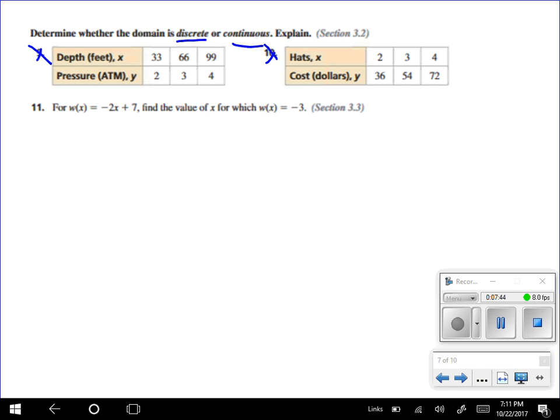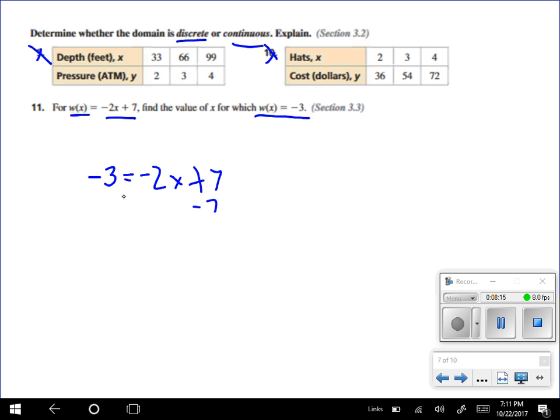But you need to be able to plug in and solve for functions as well. So on number 11, w of x equals negative 2x plus 7. Find the value of x for which w of x equals negative 3. If w of x equals negative 3, remember w of x is like y. We just give it a different name. We have our function notation there. So we're going to plug in negative 3 where we see w of x. And we're going to solve for our x value.